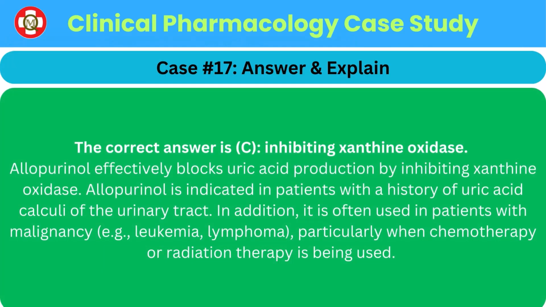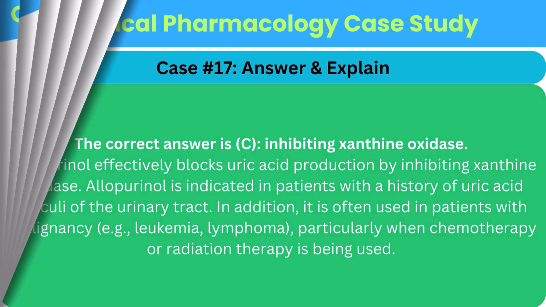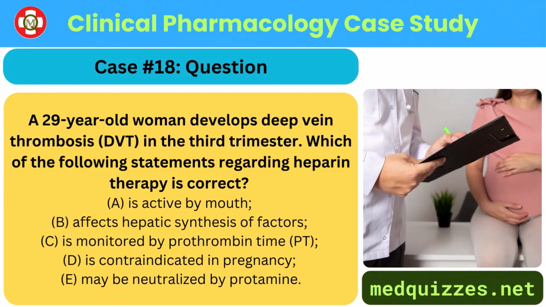The correct answer is C. Inhibiting xanthine oxidase. Allopurinol effectively blocks uric acid production by inhibiting xanthine oxidase. Allopurinol is indicated in patients with a history of uric acid calculi of the urinary tract. In addition, it is often used in patients with malignancy, e.g., leukemia, lymphoma, particularly when chemotherapy or radiation therapy is being used. Case number 18, a 29-year-old woman develops deep vein thrombosis, DVT, in the third trimester.